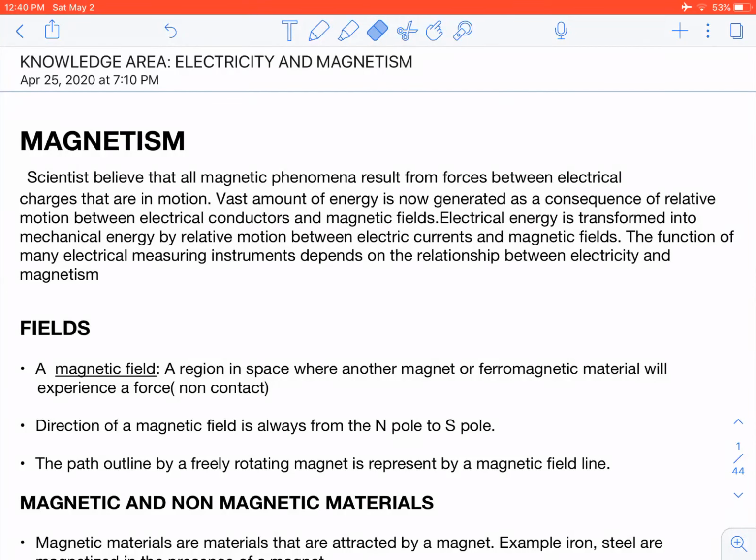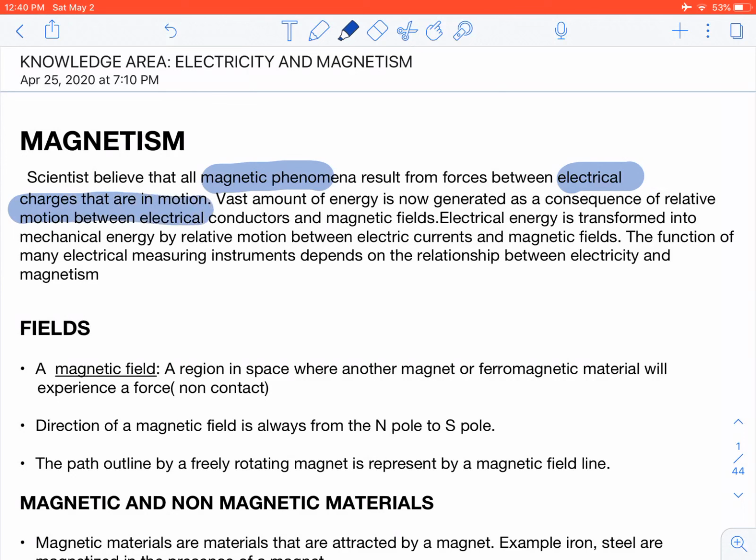Today we are going to look at the knowledge area, electricity and magnetism. Now scientists believe that all magnetic phenomena result from forces between electrical charges in motion. So magnetic phenomena result from electrical charges in motion.